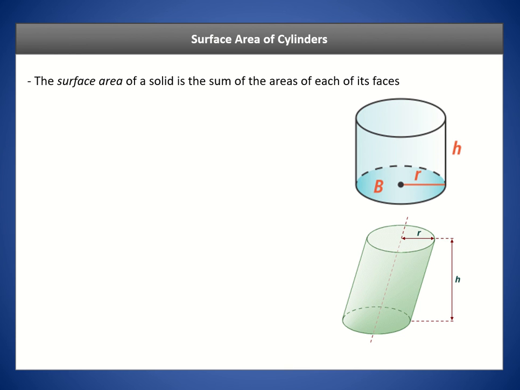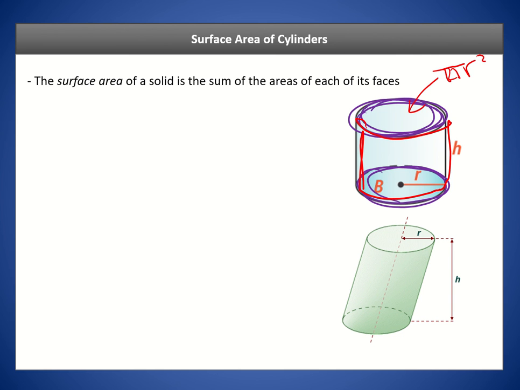All right, so now let's look at the surface area of a cylinder. The surface area of any solid is the sum of the areas of each of its faces. So in this case, for the cylinder, you have this base here, which is a circle. You have this base here, which is also a circle. And then you have the face which surrounds the entire cylinder, which is this in red. Okay, so in order to get the surface area, we have two circles. The area of a circle is pi r squared, and you have two of those circles, so it's going to be 2 pi r squared.